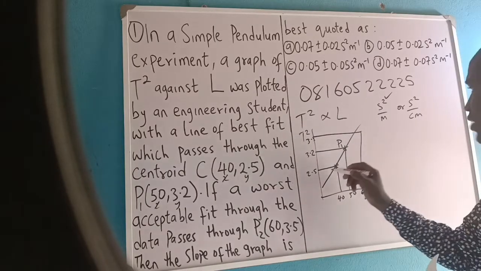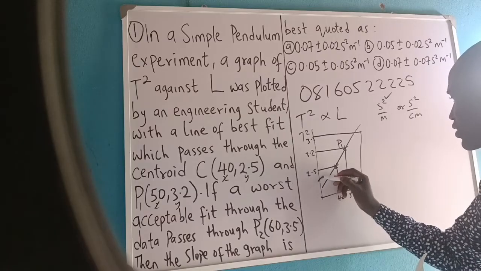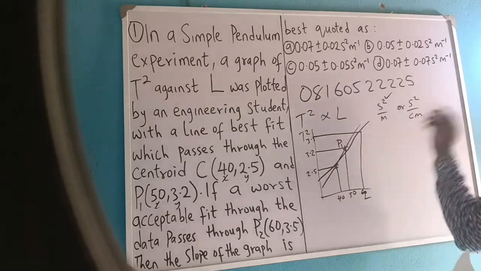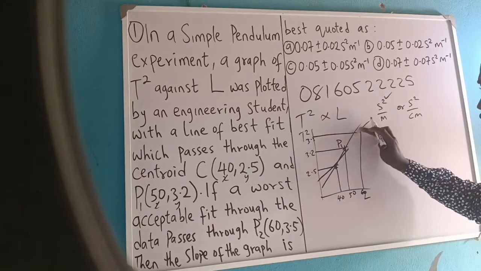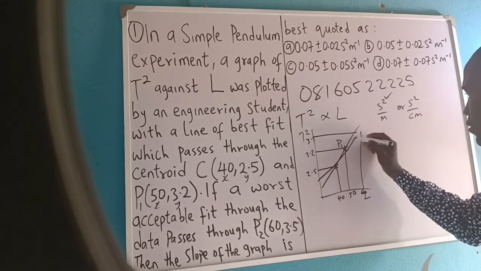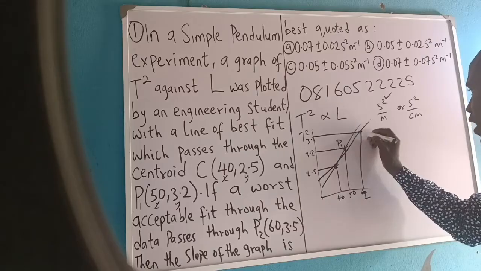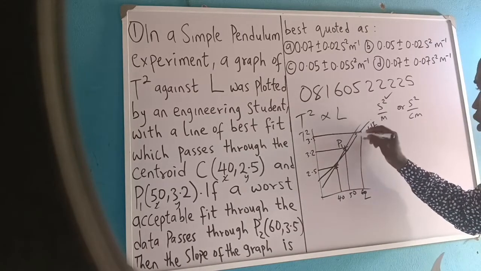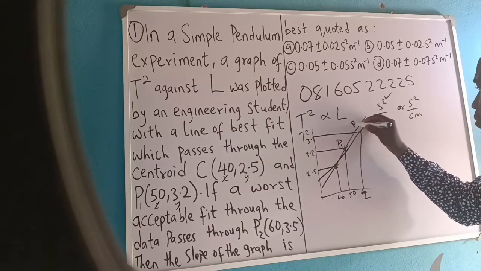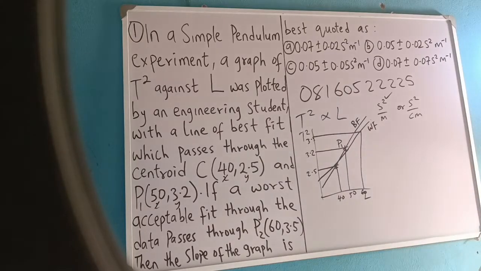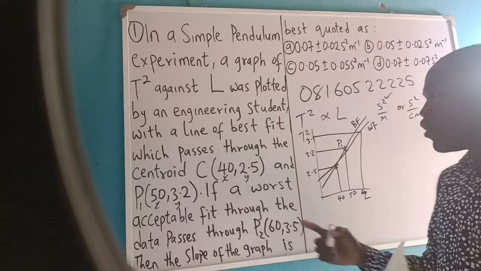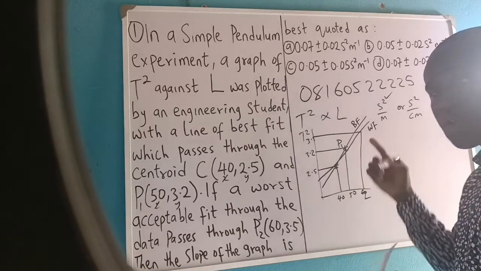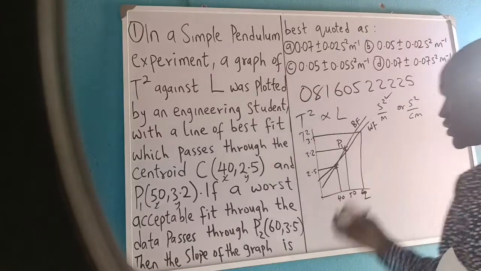Are you getting it? And so this one will go like this. Don't mind our line. It will go in a straight pattern, so you have to use a ruler to draw it. So this is your worst fit and this other one is your best fit.